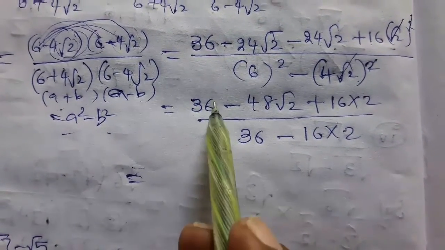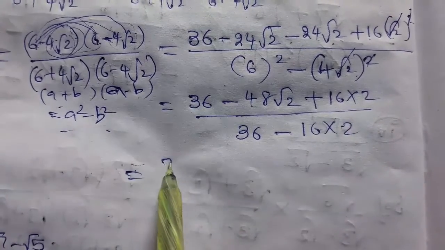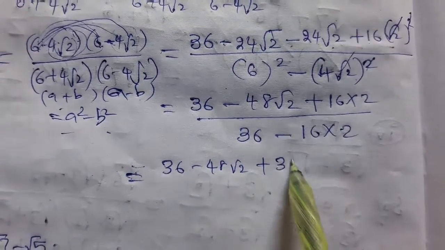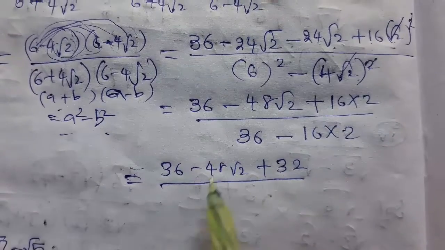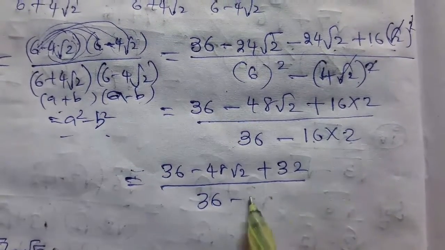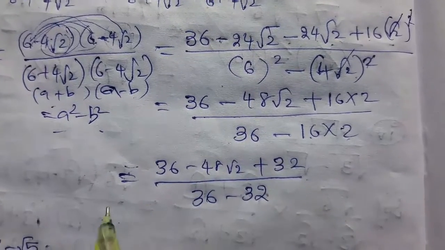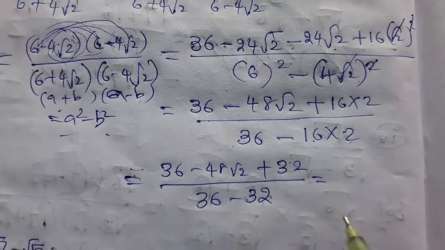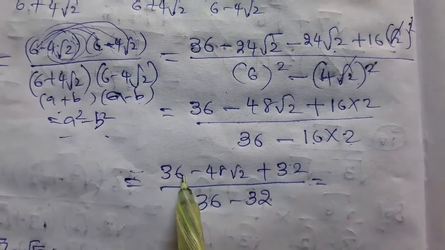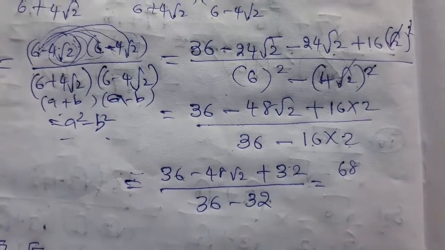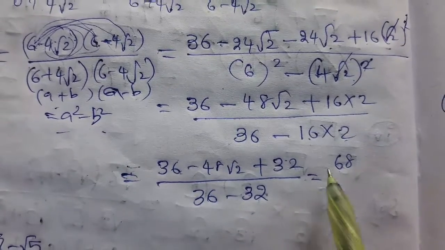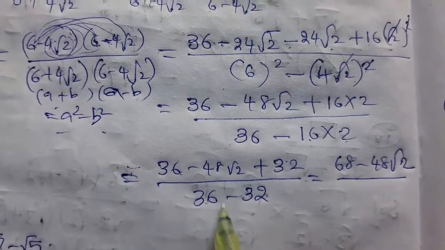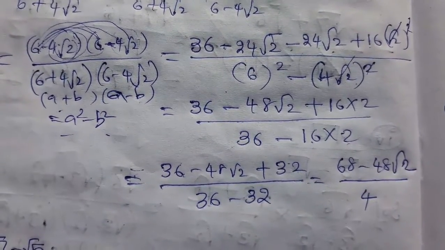Now this equals 36 minus 48 root 2 plus 16 twos are 32, by 36 minus 16 twos are 32, isn't it? That equals, see here, 36 plus 32, 68, minus 48 root 2 by 36 minus 32 means 4.